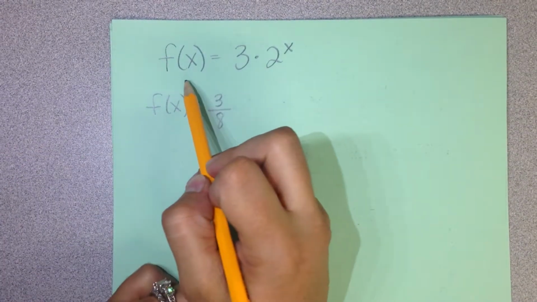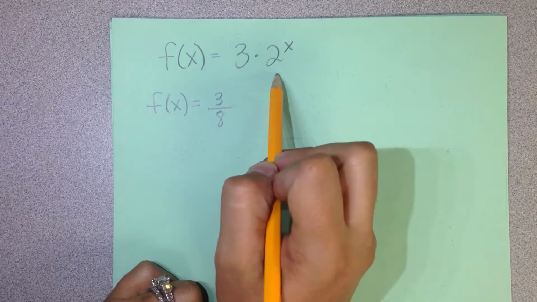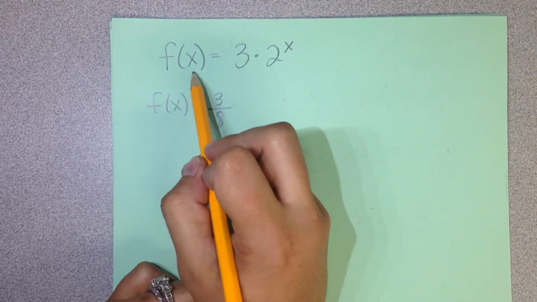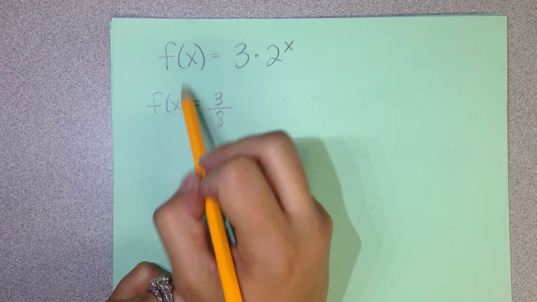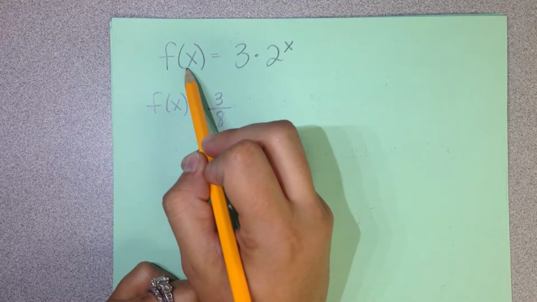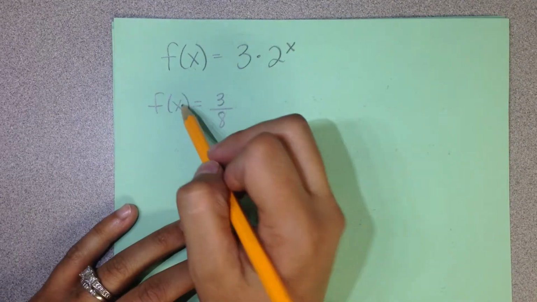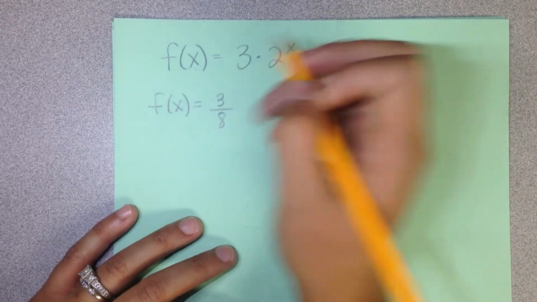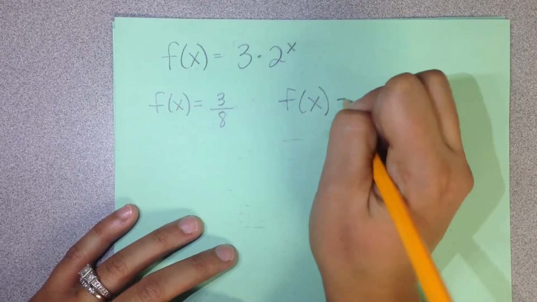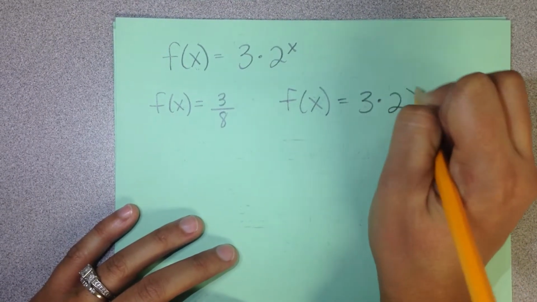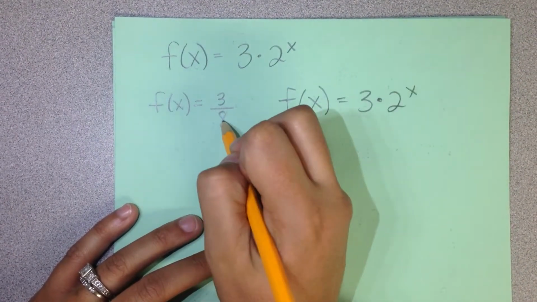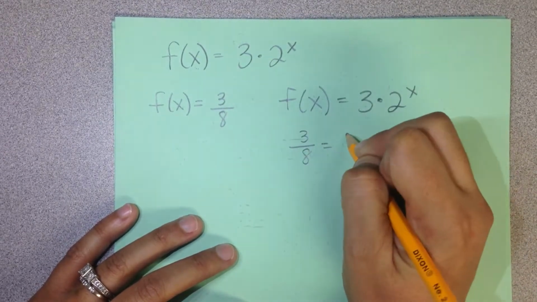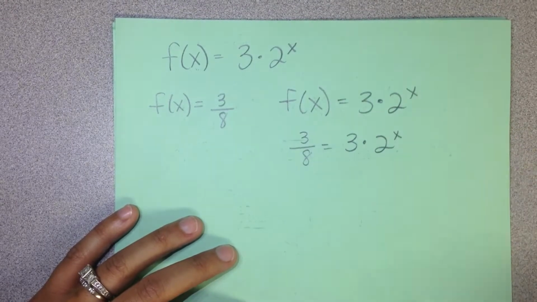So if we read our equation again, it says f of x equals 3 times 2 to the x. Here it says f of x equals 3/8. Well, f of x has not changed. F of x is the same. Because f of x is the same, we can substitute 3/8 in for f of x. So substitution, we know what f of x equals, so let's plug it in. So if we know that f of x equals 3 times 2 to the x, but we know f of x equals 3/8, let's plug in 3/8 for f of x.